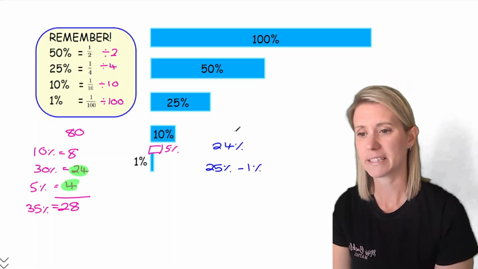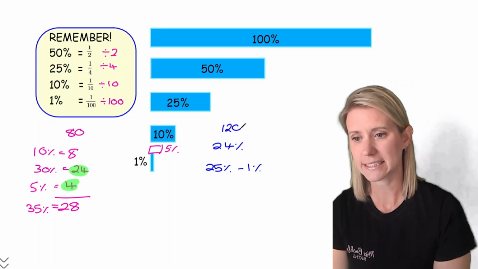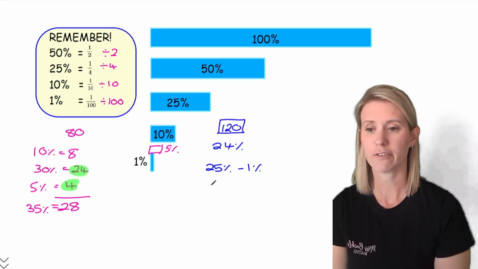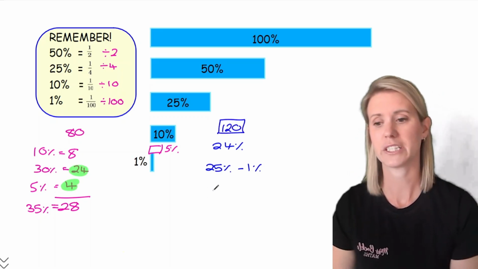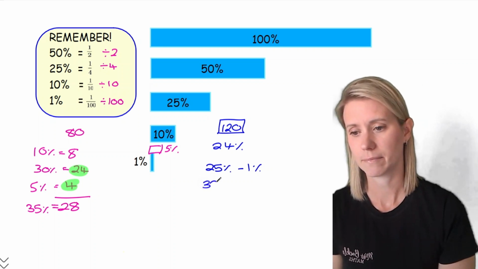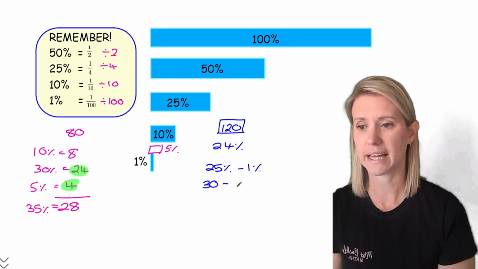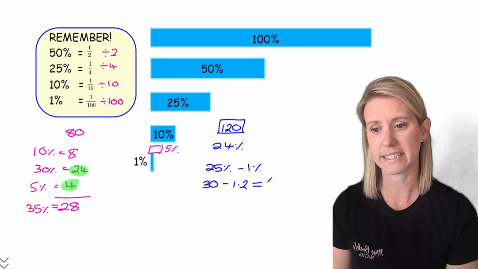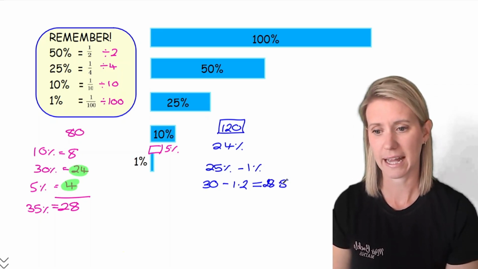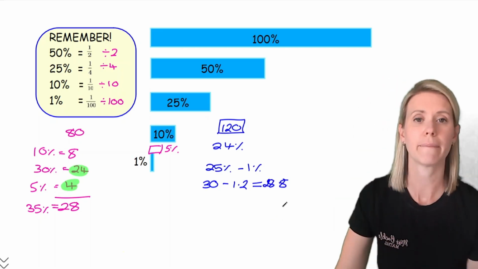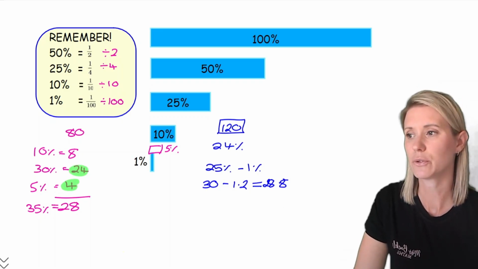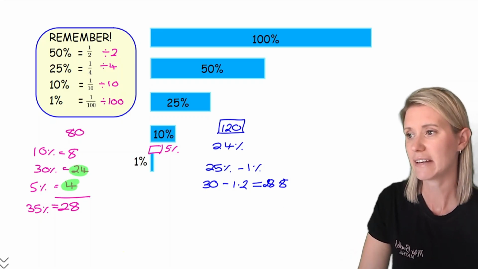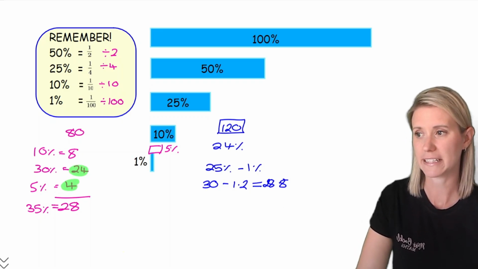So 25%, let's take the number 120 this time. 25%, I'm dividing it by 4, which is going to be 30. And I'm subtracting 1%, which is going to be 1.2. So my final answer would be 28.8, okay? So we can build it up in loads of different ways. So that is your non-calculator method. Let's have a go at some GCSE questions based on that.